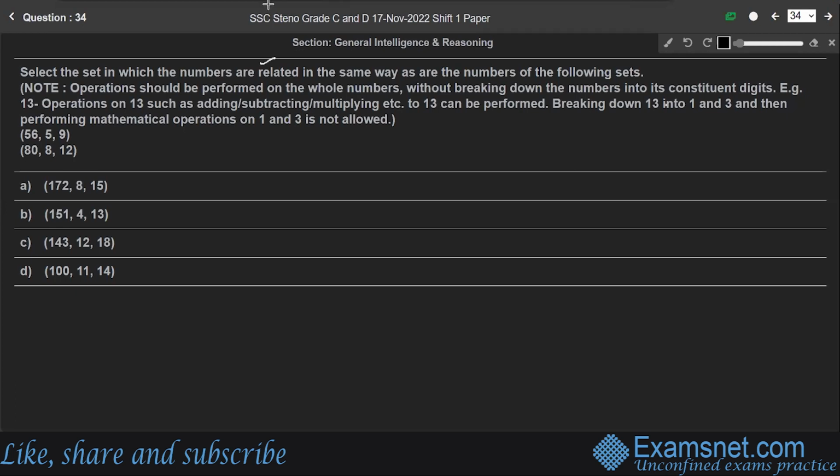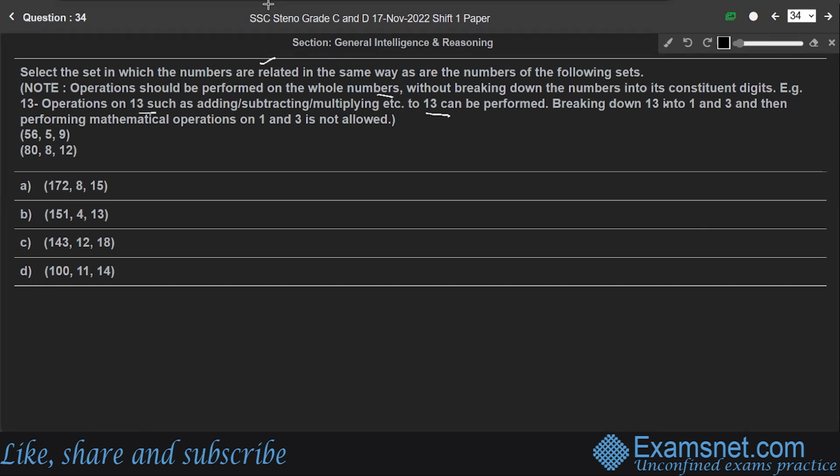Question 34. Select the set in which the numbers are related in the same way as are the numbers of the following sets. There is a note. Operation should be performed on the whole numbers without breaking down the numbers into their constituent digits. Example, 13. Operations such as adding, subtracting, multiplying or dividing can be performed on 13. Breaking down 13 into 1 and 3 and then performing mathematical operations on 1 and 3 is not allowed.